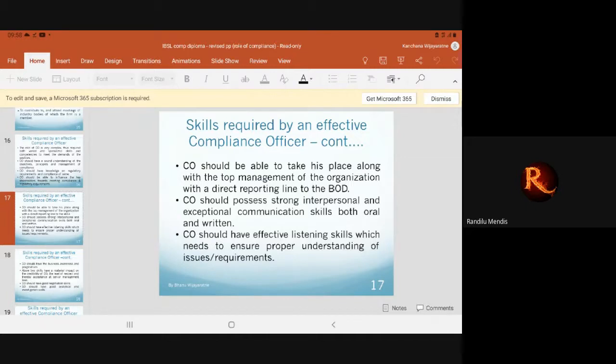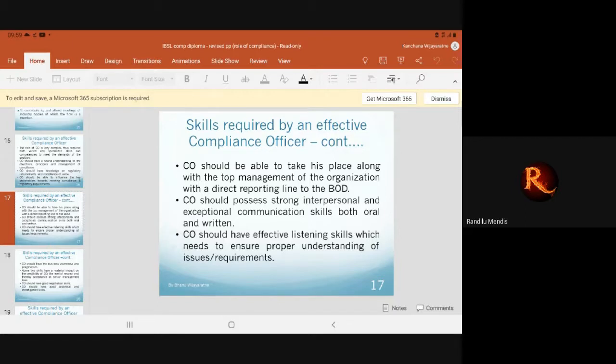Then the CCO should possess strong interpersonal and exceptional communication skills, both oral and written. I think we discussed this. Without having the oral and written specialized skills, making your presentations, making your voice felt and understood by others, influencing their mindset to do things in a different way, you are going to fall by the wayside. So you must have exceptional interpersonal skills.